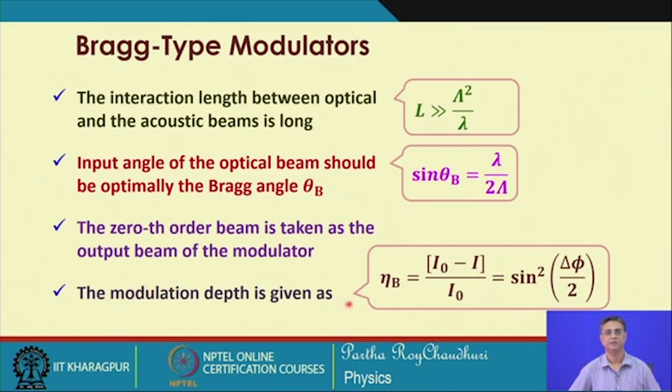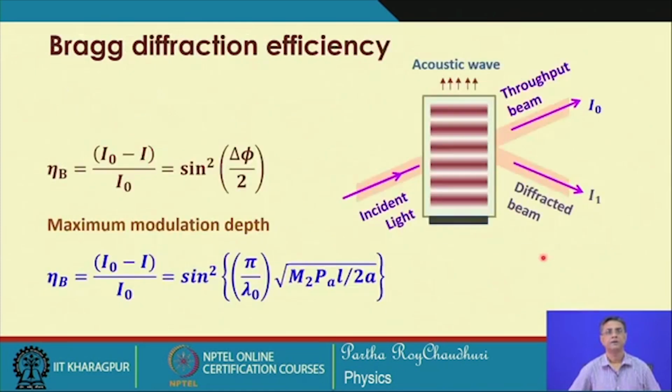The modulation depth, therefore, eta b, is equal to this quantity, where del phi is the phase, equal to kappa times L, the length of the acoustic wave, and kappa is the coupling coefficient of the 0th order beam to the first order beam. Therefore, the maximum modulation depth will be given by this. This we have also seen will be equal to this quantity, in terms of the figure of merit M2 and the acoustic power, length, etc.